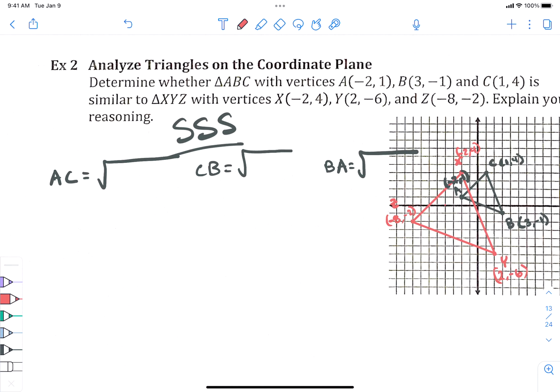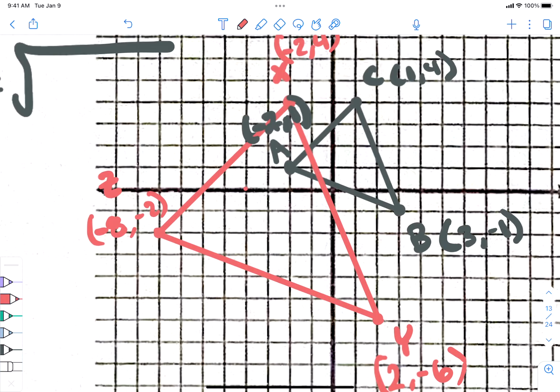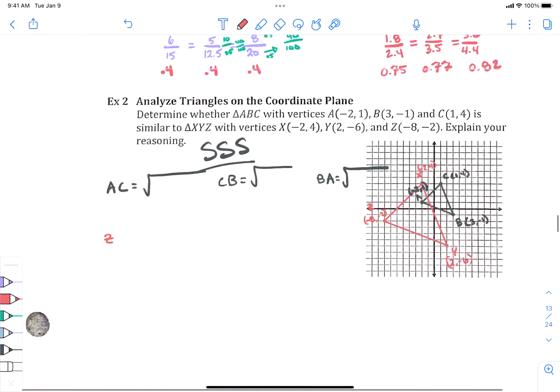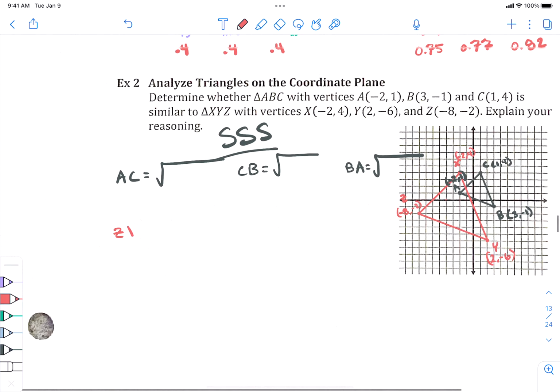I think it's ZX. AC, look at my diagram. AC goes with ZX. Is that right? Yeah. Okay. All right, so ZX. CB goes with XY, yep. And then YZ is the other one.